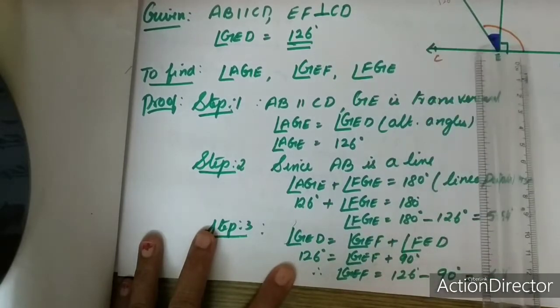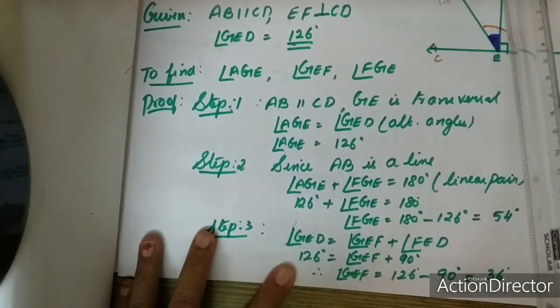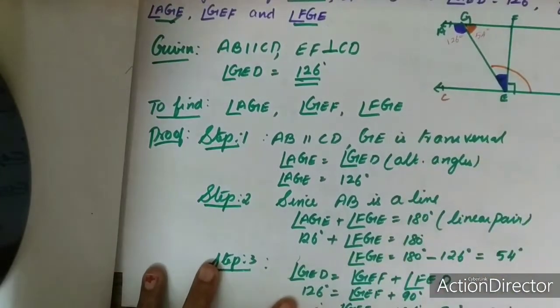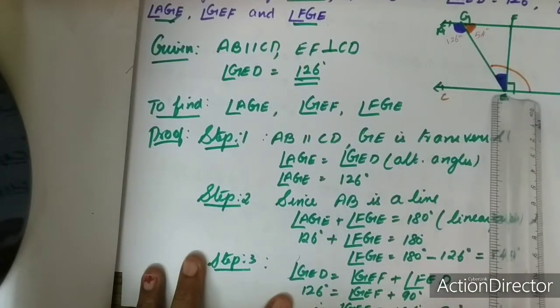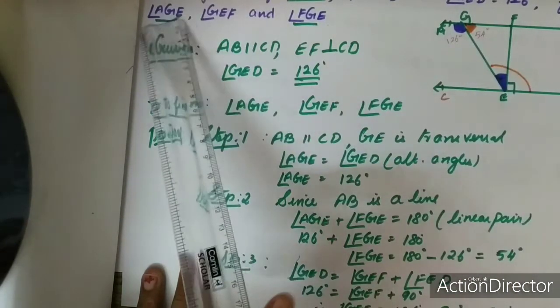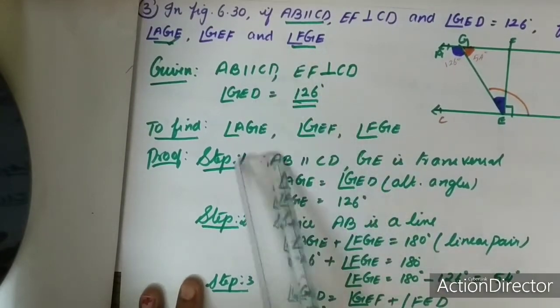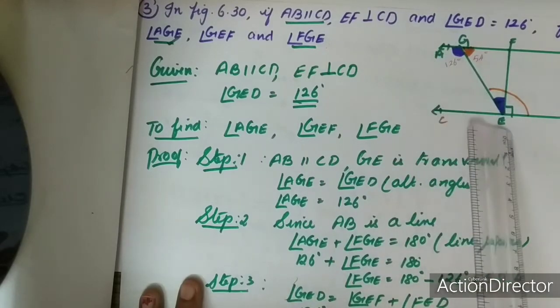I'll explain once again. It is given AB is parallel to CD, first information. Second information is given FE is perpendicular to CD. And the third information is given as angle GED is equal to 126 degree. And you are asked to find all these three angles over here. So for that, first I am going to use the first information. AB is parallel to CD and GE is the transversal.